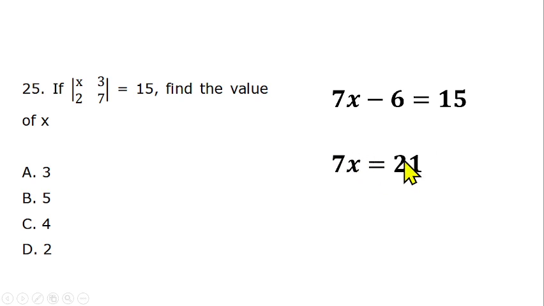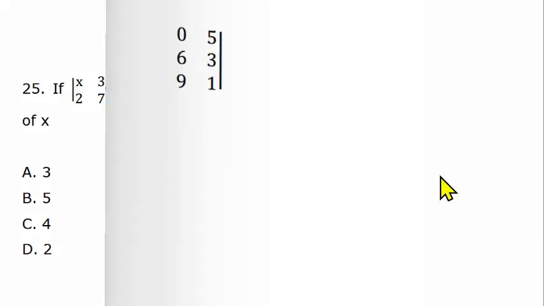That means you have 7s equals to 15 plus 6. 7s equals to 21. Then divide both by 7. s equals to 3. So option A is the correct option for question number 25.